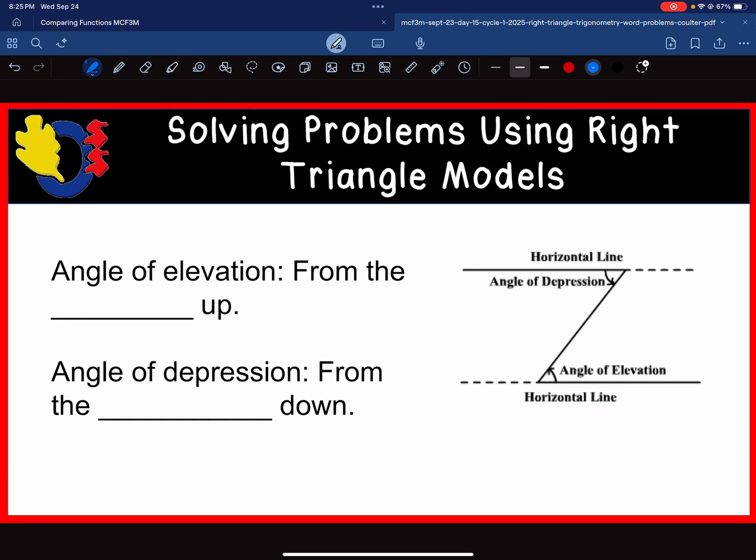Hi everyone, today we're going to be talking about right triangle trigonometry and we're going to be working on double triangle problems. So before we begin, we are going to recall some terminology. Angle of elevation is from the ground up and the angle of depression is from the horizon down.